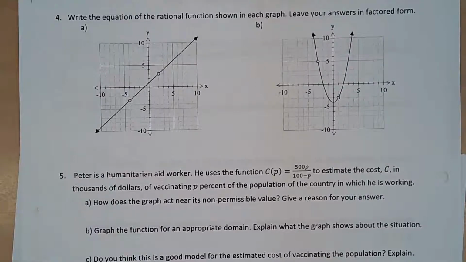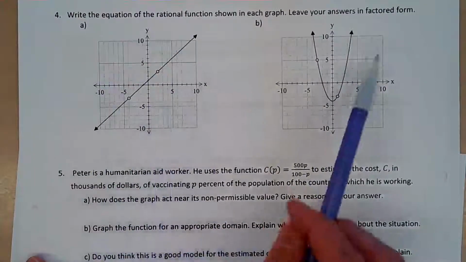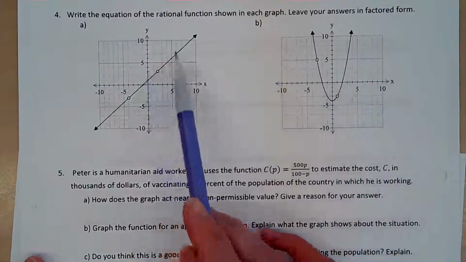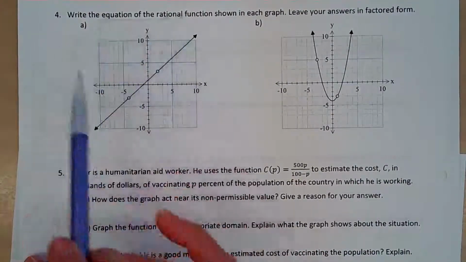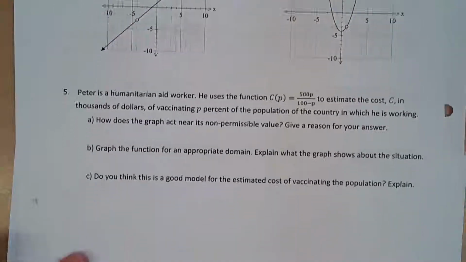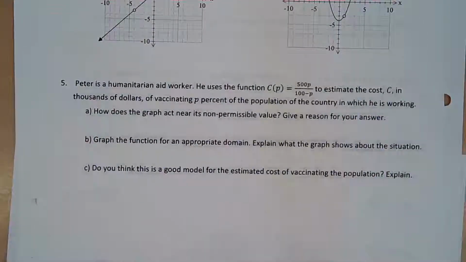And then number 4, write the equation of a rational function shown on the graph. Leave your answer in factored form. So this one, you're given a graph, and then we write a possible rational equation for that. And then this one here, we try to give you one application of this rational function.